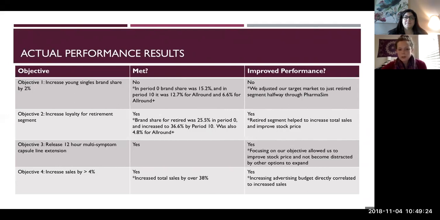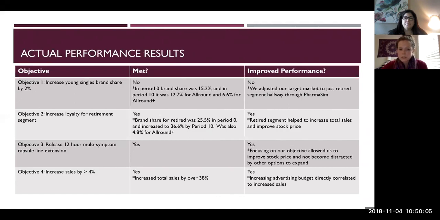Objective 2 is to increase the loyalty for the retirement segment. Yes, we did meet this objective. We actually increased brand share, so it was 25.5% in the beginning of the simulation, and it increased to 36.6% at the end of the simulation. And yes, we do believe this improved our performance. Because we were more focused on our strategy later on, focusing just on the retirement segment helped us to make decisions on advertising and promotions. This especially helped with one of our special decisions related to coupons. And also, I think we had a commercial that applied more to the retirement segment.